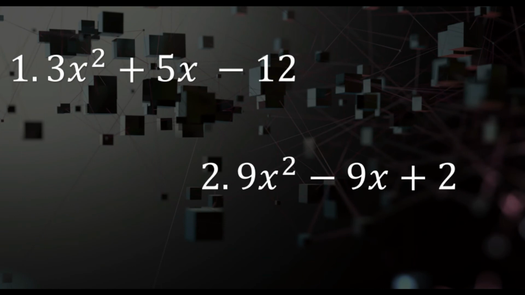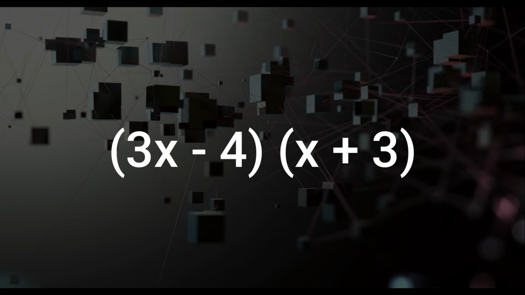Again, your turn. Pause the video while factoring the following. Number 1, 3x squared plus 5x minus 12. Number 2, 9x squared minus 9x plus 2. The first given has factors of 3x minus 4 and x plus 3.